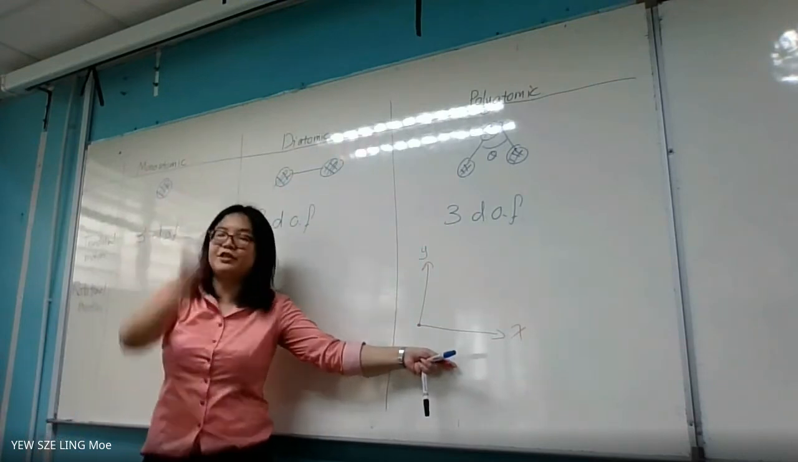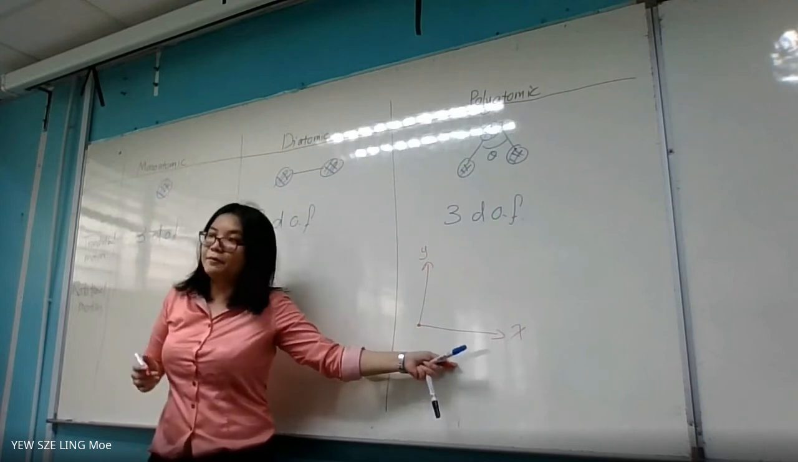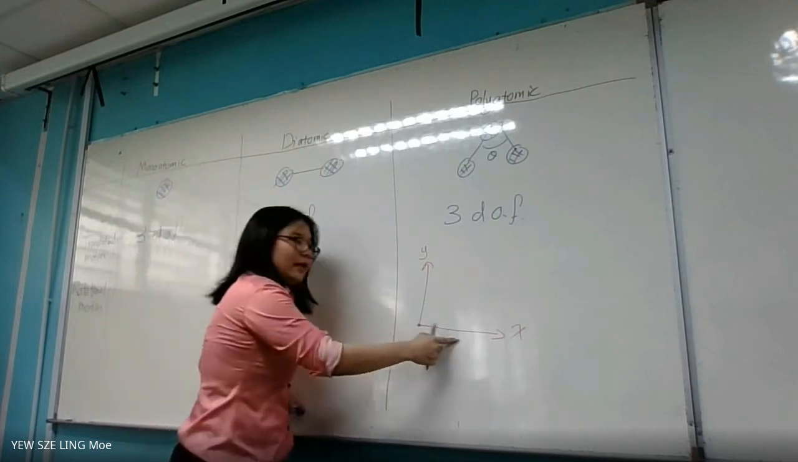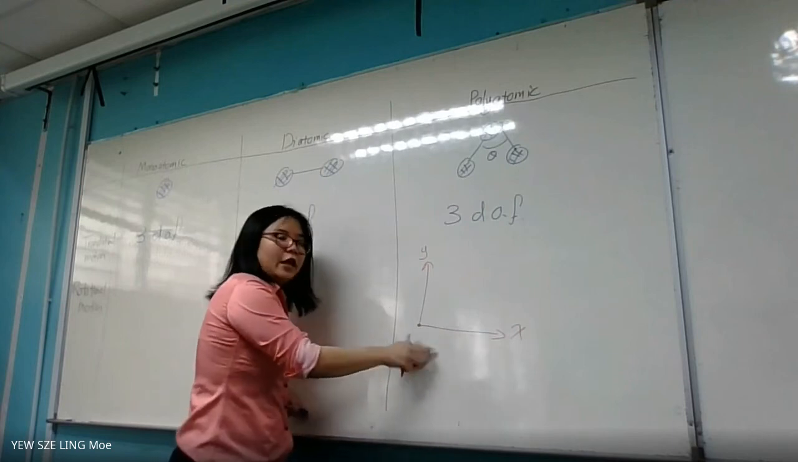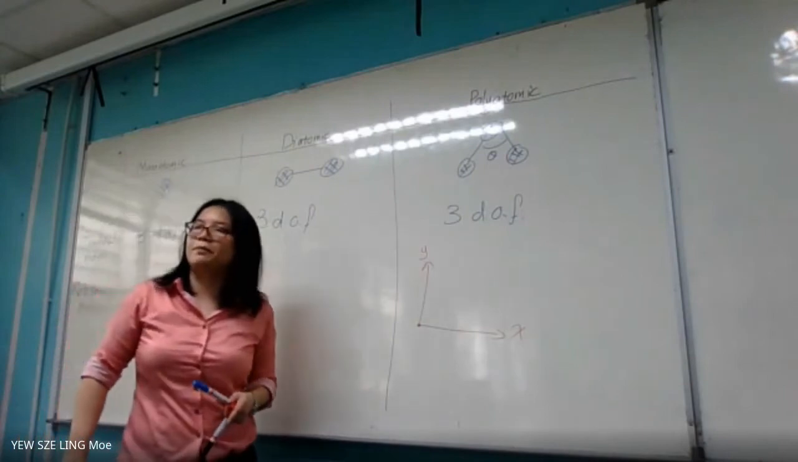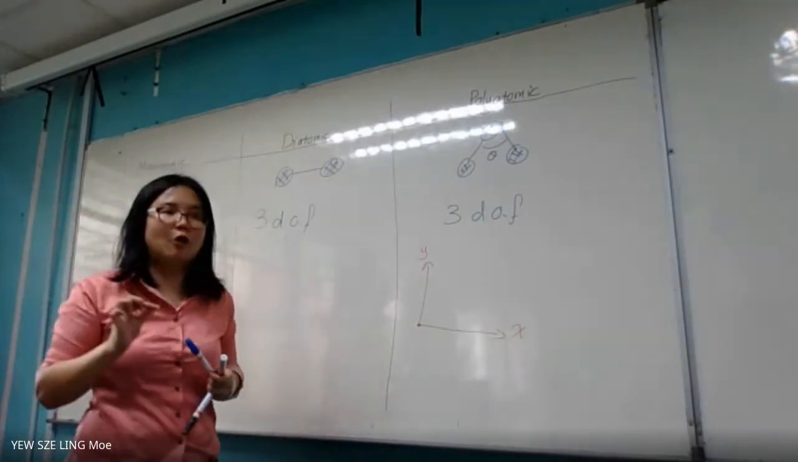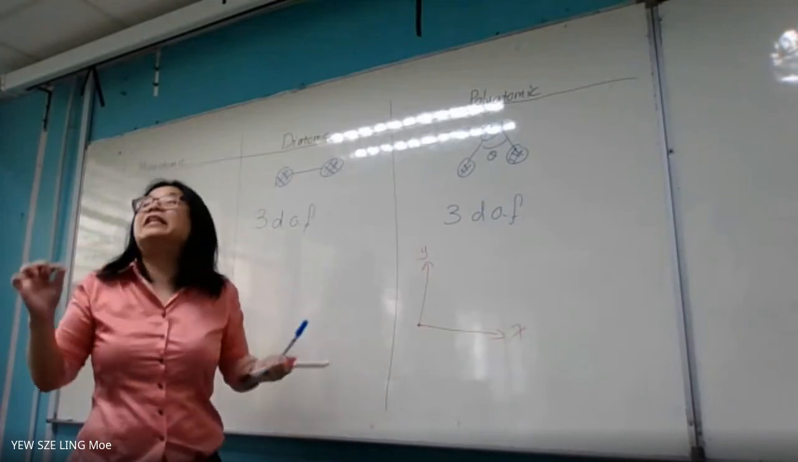Axis of rotation, you guys know the meaning, right? So if it uses the x-axis as the axis of rotation and it rotates around the x-axis, you can't really see anything. Why? Because the radius is too small and we can say it's negligible.